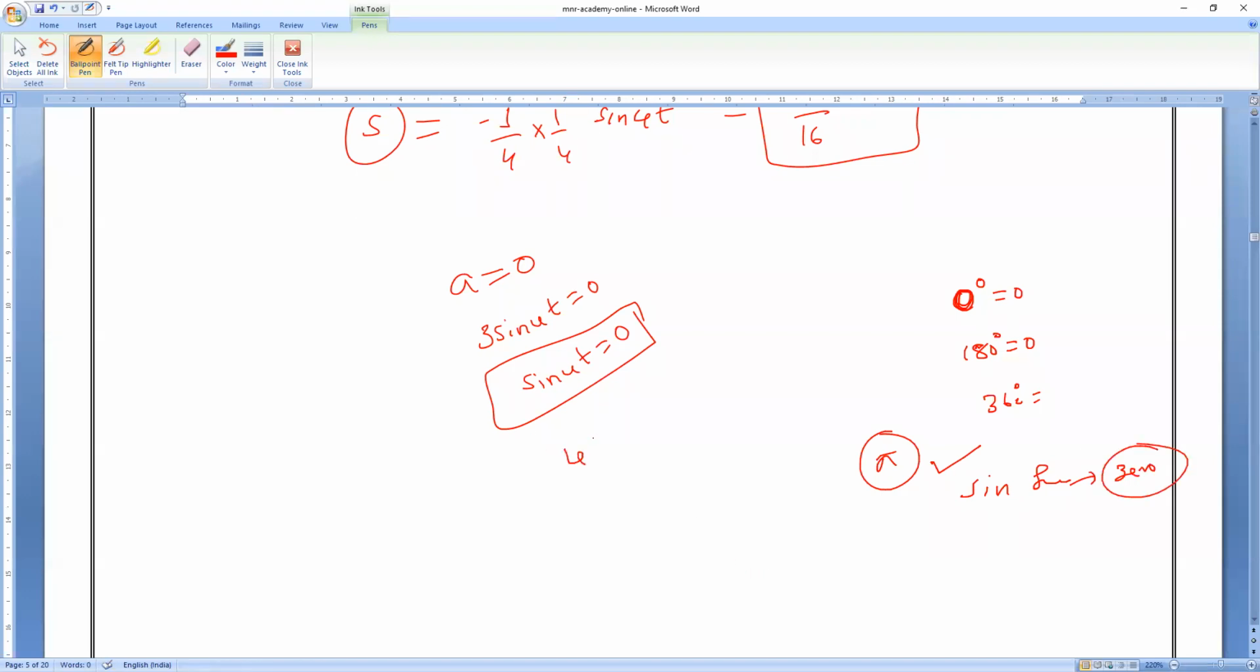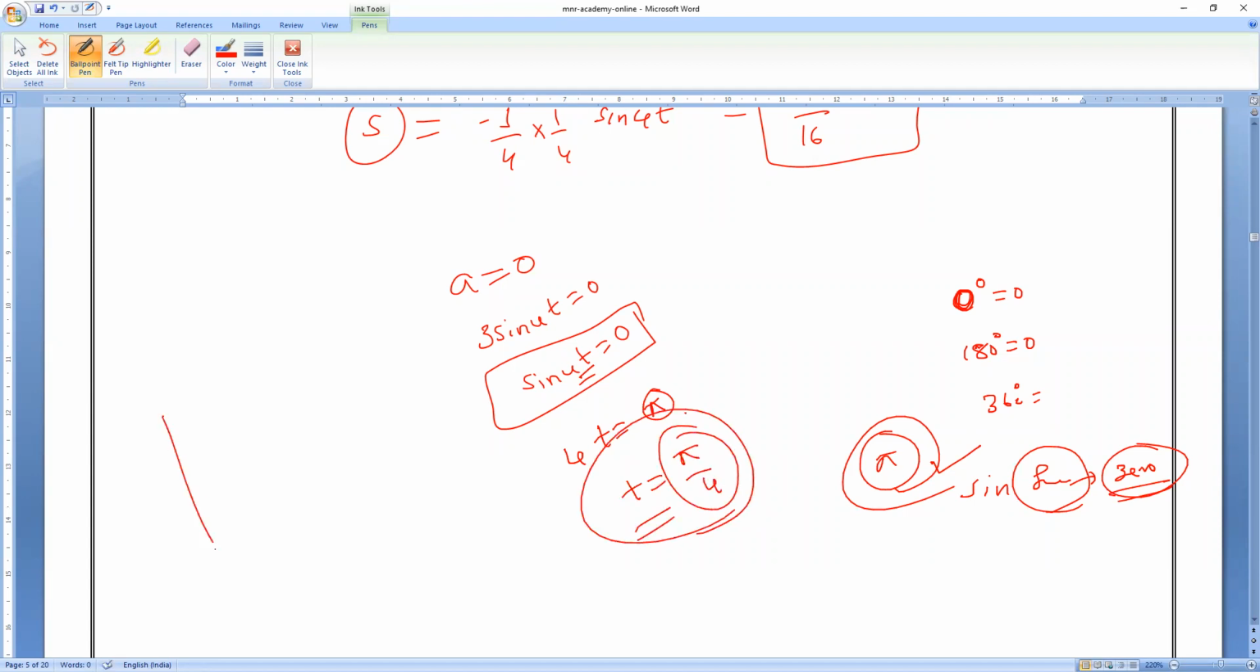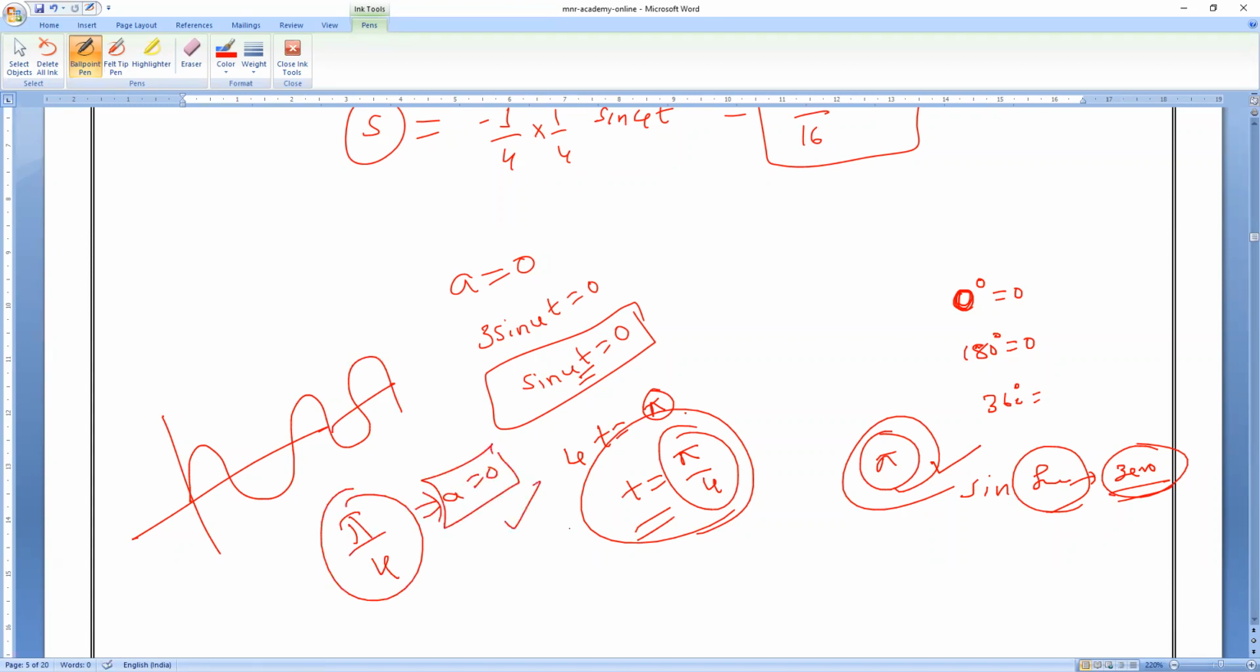So I will say that 4t is equal to how much value? After every pi, the sine function becomes 0, so 4t is equal to pi. Then what is the time interval? Pi by 4. So after every time interval of pi by 4, the acceleration of the body becomes 0. Understand? So is that statement true or not? All of you? True. Yes, sir. True.